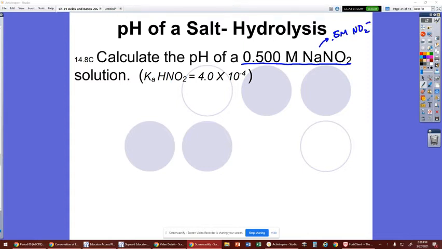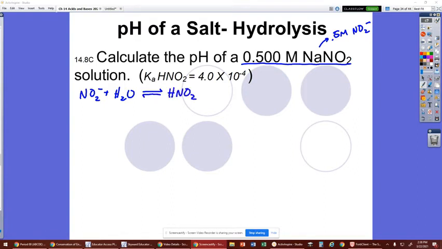So what's going to happen with those nitrite ions? Well, when I have a nitrite ion in solution with water, because it comes from a weak acid, it's a relatively strong conjugate base. So it likes hydrogen ions. So it's going to steal a hydrogen from the water, forming a molecule of nitrous acid. And of course, a hydroxide is left behind, which is going to affect our pH. So how are we going to go from here? Well, it's now time to do some icing of this problem.